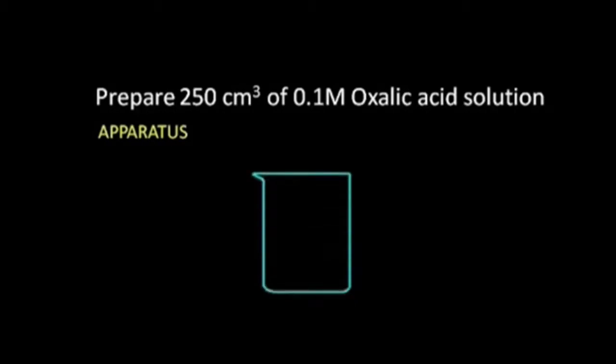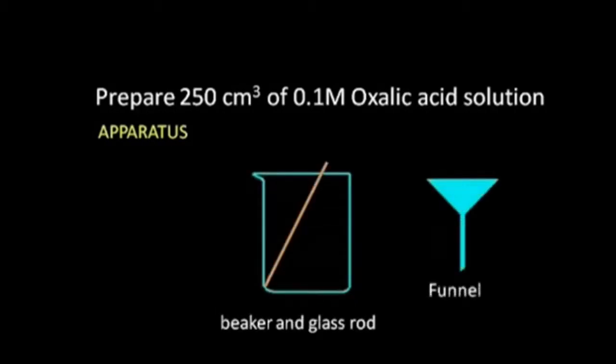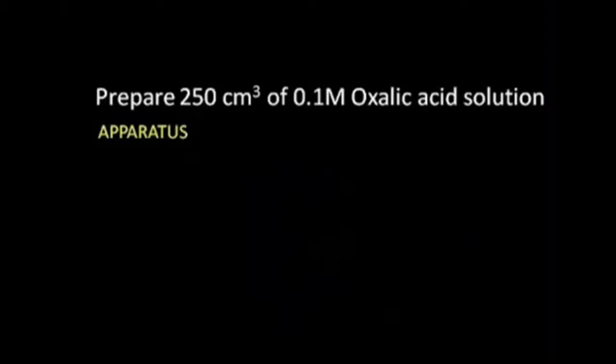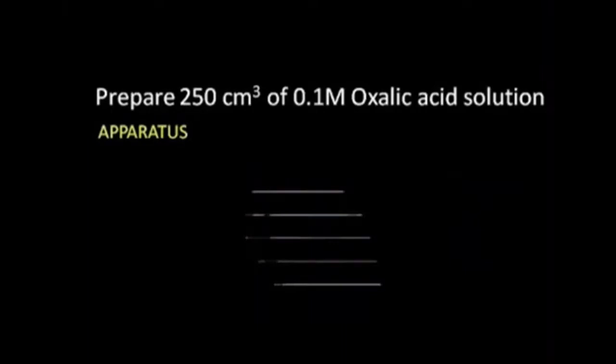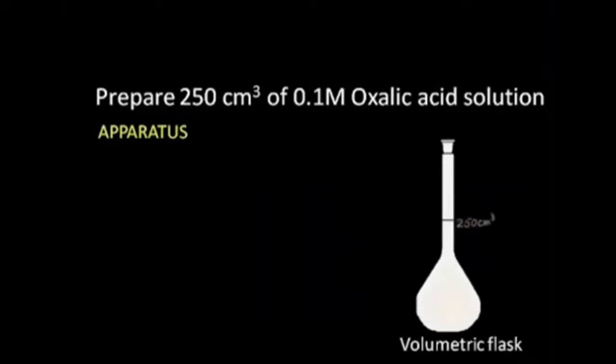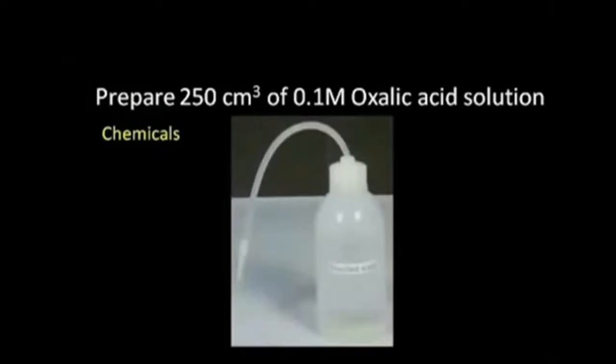Experiment number 15: to prepare 250 centimeter cube of 0.1 molar oxalic acid solution. For this experiment, the apparatus required are this beaker along with a glass rod or stirrer, funnel, a watch glass, measuring balance, and a volumetric flask of 250 centimeter cube volume. Chemicals required for this experiment are distilled water and oxalic acid.